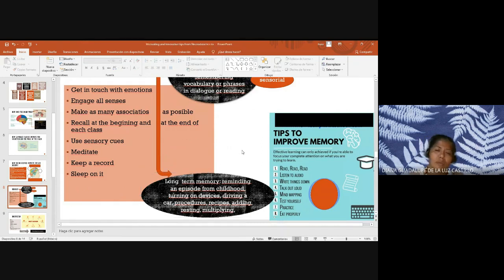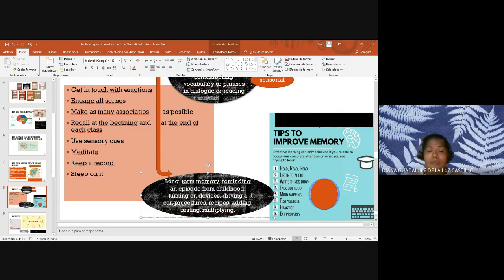For long-term memory, it is okay to remind students of an episode of their childhood. They will practice a long-term memory if they talk about childhood, if they describe how devices operate, if they describe how they can drive a car or talk about procedures such as recipes.